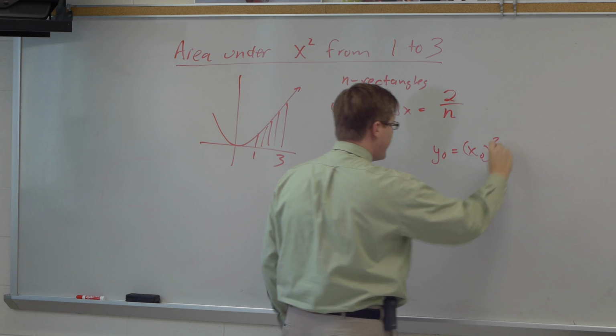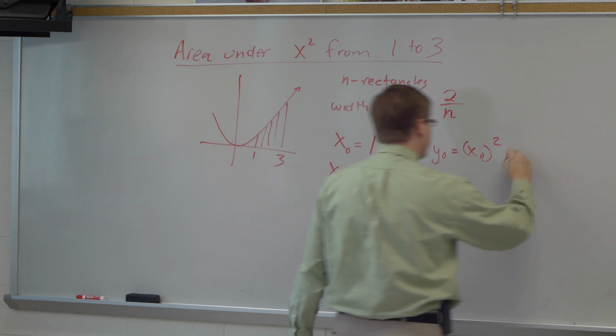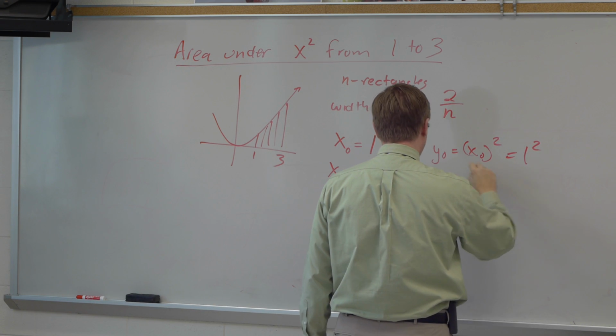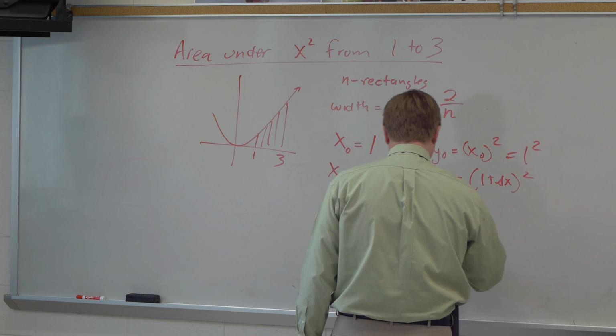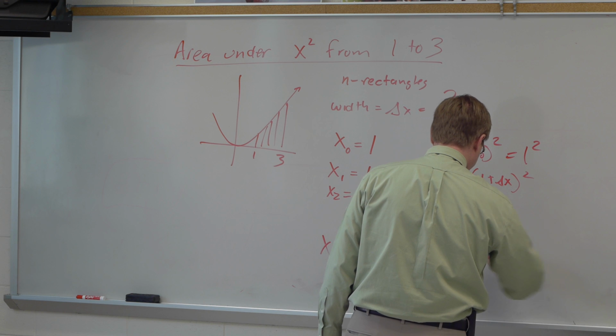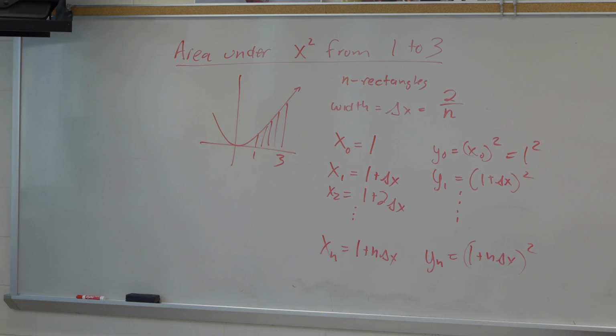y0 is basically the same, though. y0 is x0 squared, which is 1 squared. And then y1 will be 1 plus delta x squared. And then yn will be 1 plus n delta x squared. So that much is the same. At least the y's are just a function of the x's.